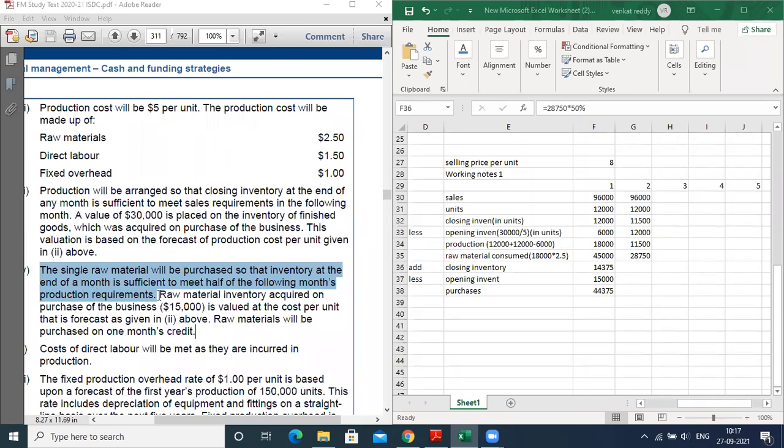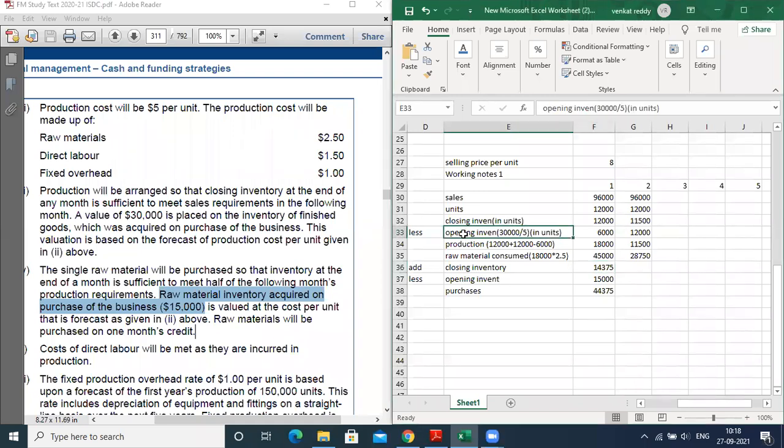Opening inventory in the question they gave, no? I highlighted it here. Just see this, $15,000 in the question itself they gave. Any other query? Why are they having two opening inventories with different amounts? Let me explain. This opening inventory which we are seeing is in units. Now the opening inventory 15,000 is in amount. Is that clear?